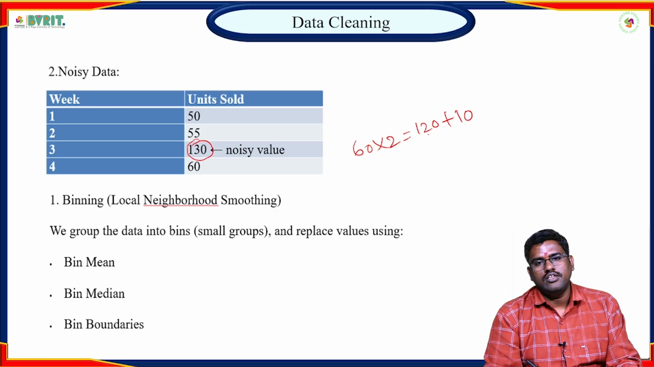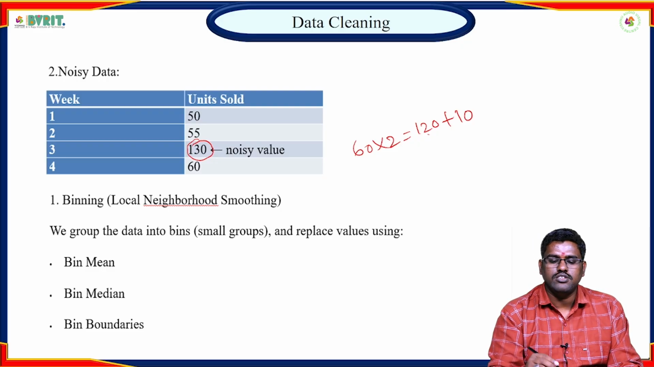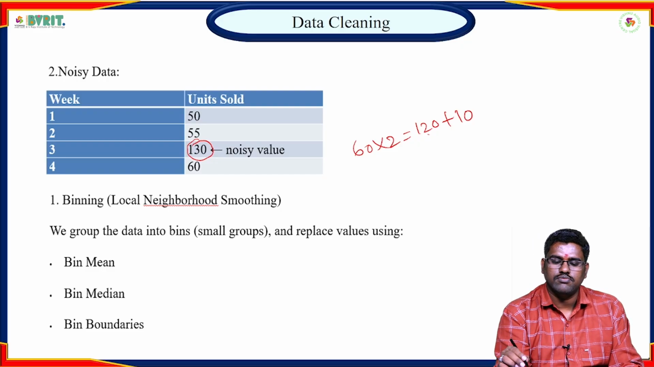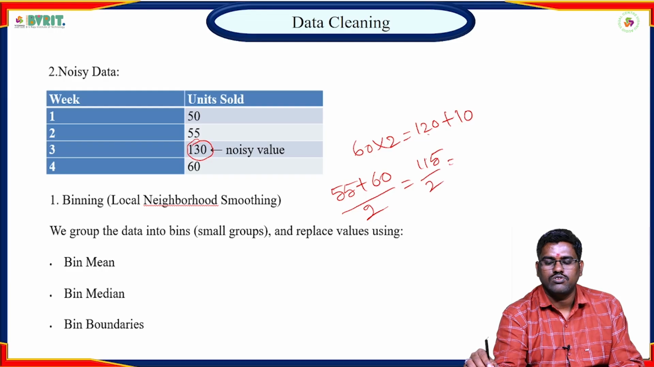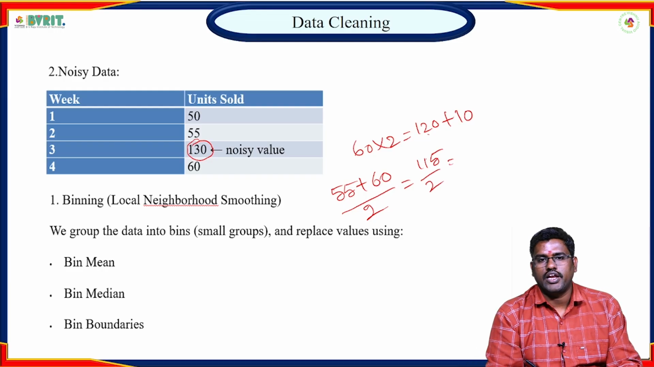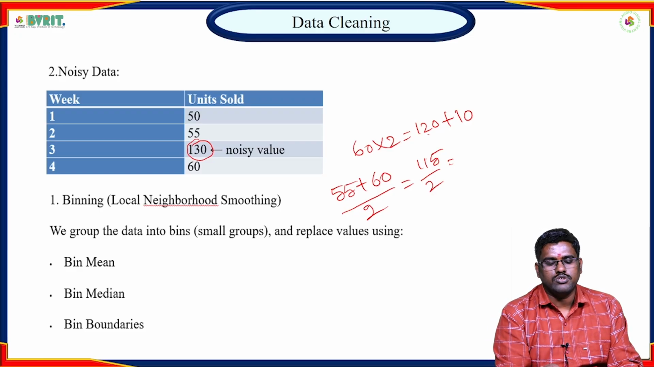In this we need to reduce it, and we can directly write it without calculation also. How do we write it? For the 130, we take the near values, the before value and the after value. So this 130: 55 plus 60 by 2, that is 115 by 2, so 57.5. Like that we can directly write it, but after calculation we need to write that value. So that's it. The first method here is binning.